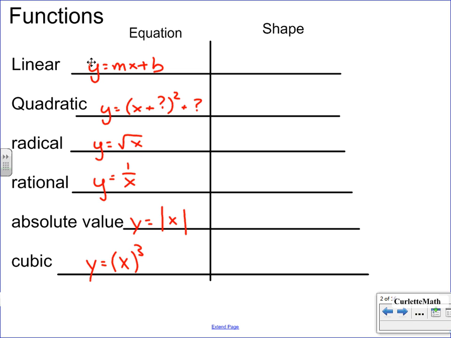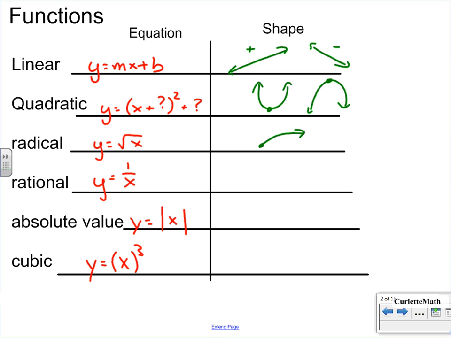So what are those shapes? A linear is a straight line. It can be going up if your slope is positive, and it'll go down if your slope is negative. A quadratic is a U-shape with your vertex at the bottom, or if it opens down, your vertex will be at the top. A square root or a radical is kind of a swoosh, as I call it, to the side.